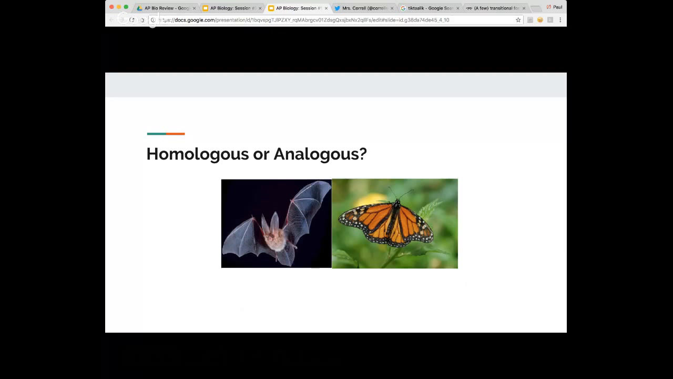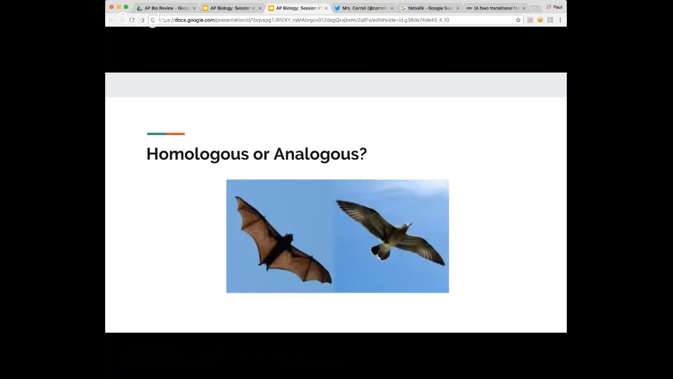So would that be homologous or analogous? Analogous. These organisms don't share a close common ancestor. Yes, they're both animals, but one is an insect and the other one is a mammal. So not really very close. Now, if you already know that, it makes it a lot easier, but sometimes you don't know when you see organisms. All right, so here's a different one.